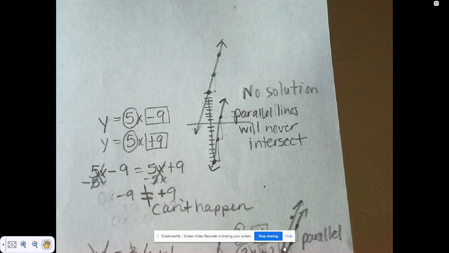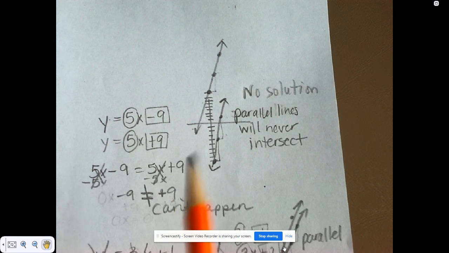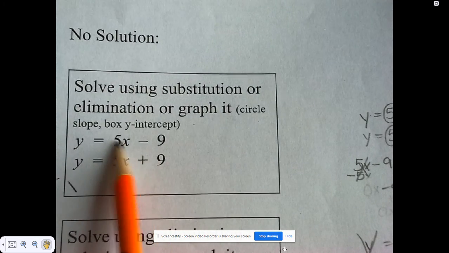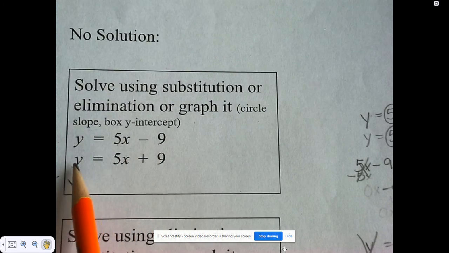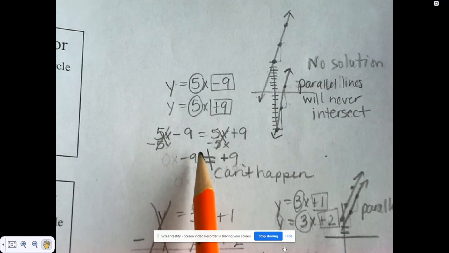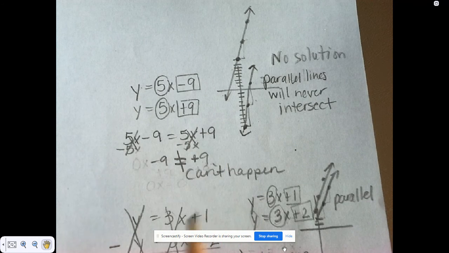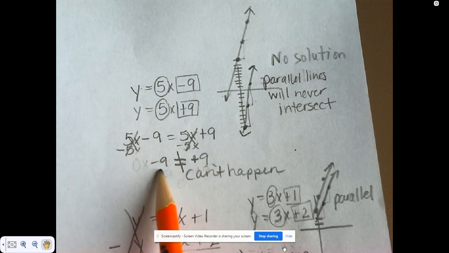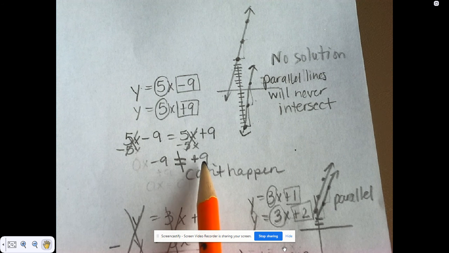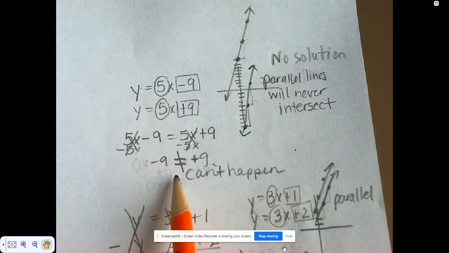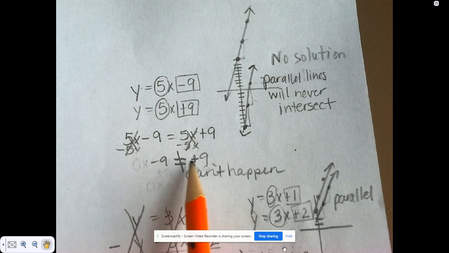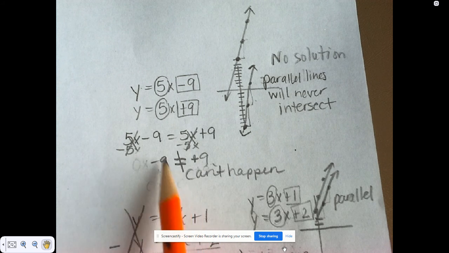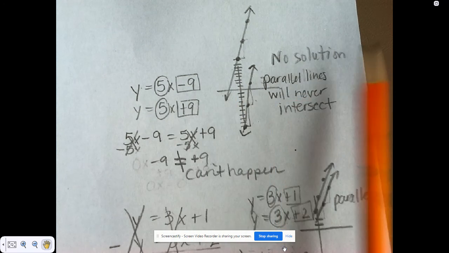If you didn't want to go about graphing it, again, you could go over here and see the y equals. You could take this and substitute it in, and you would end up with 5x minus 9 on one side and 5x plus 9 on the other side. You subtract 5x and you get negative 9 and 9. The x's are gone. Well, negative 9 does not equal 9. It is not true. It can't happen. So it does not ever happen. If it's never happening and it's never touching, it is no solution.